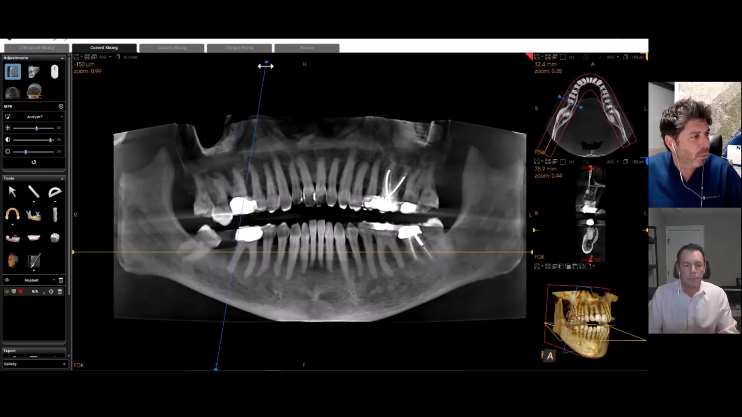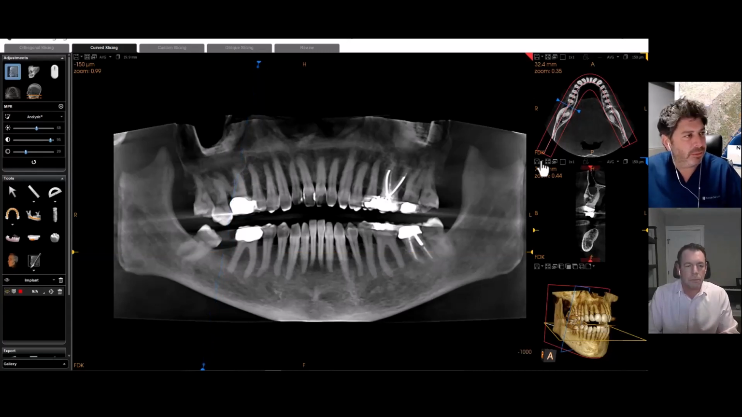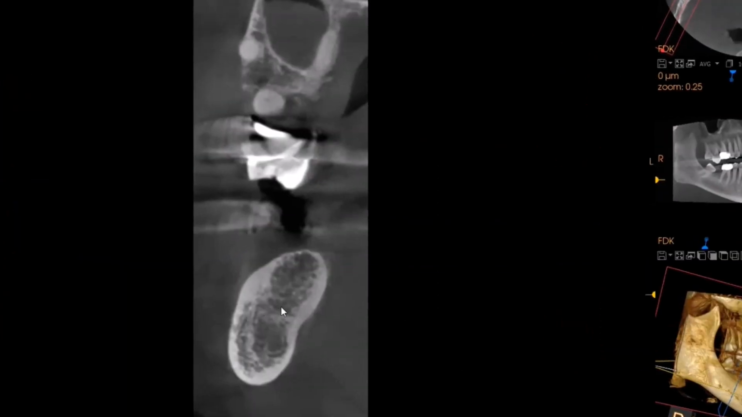I try to make it more or less parallel to the long axis of the adjacent tooth and place it more or less where the implant would go. And that should yield for me this image here. So this image is the cross section of this edentulous space where the implant could be placed.